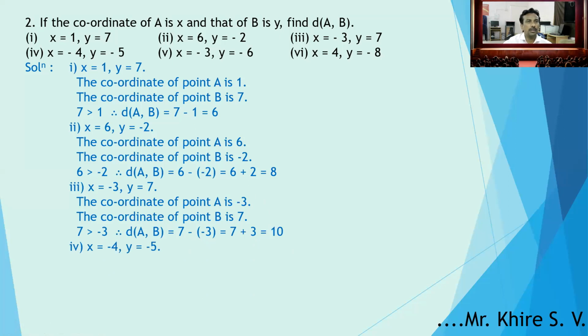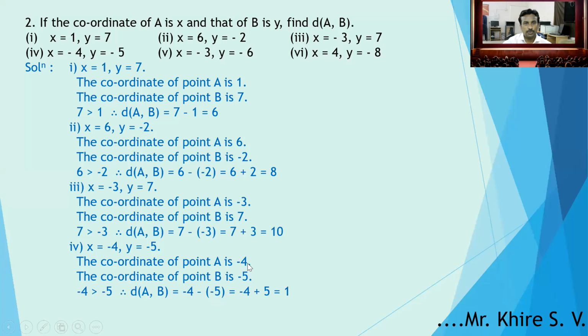Similarly x is equal to minus 4 and y is equal to minus 5. Fourth example is there. Means the coordinate of point A is minus 4 and the coordinate of point B is minus 5. And bigger number is minus 4 because minus 4 is right side of minus 5 on a number line. Therefore minus 4 is greater than minus 5 and therefore distance AB is equal to minus 4 minus minus 5, that is equal to minus 4 plus 5, means 1.